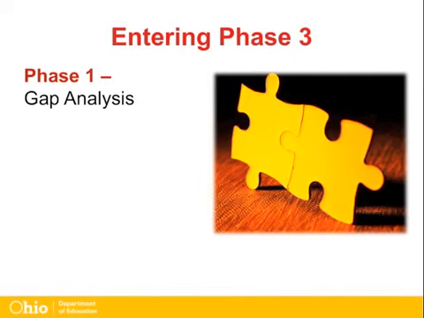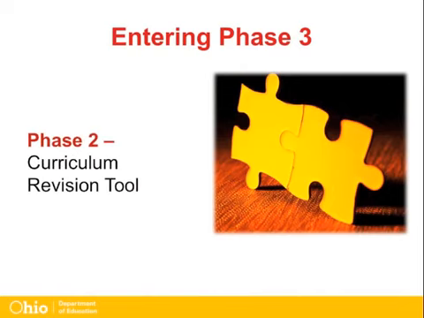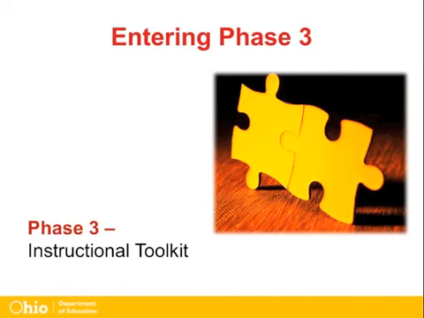Previously, the curriculum team created guides and resources in 2 phases for the transition into Ohio's new learning standards. In Phase 1, a gap analysis was provided as a transition tool to assist districts in examining their curricula against Ohio's new learning standards. Phase 2 was a curriculum revision tool which assisted districts in designing a framework from the standards and model curriculum for planning units. We are currently beginning work on Phase 3, the instructional toolkit, which will be designed to further help teachers transition into Ohio's new learning standards.